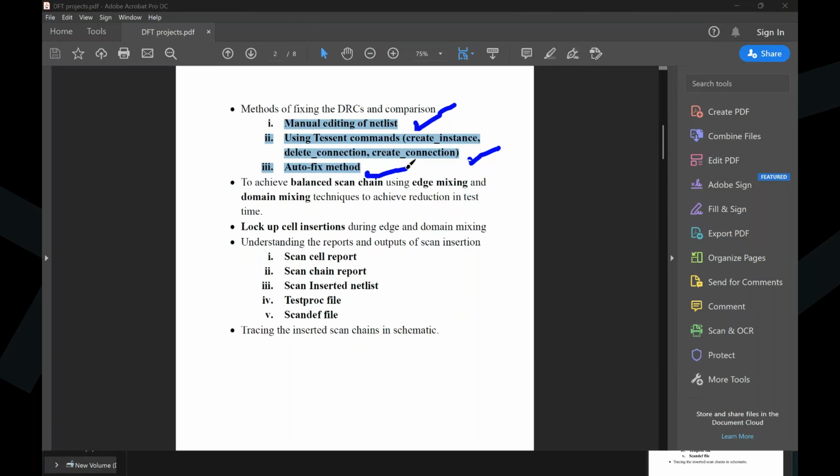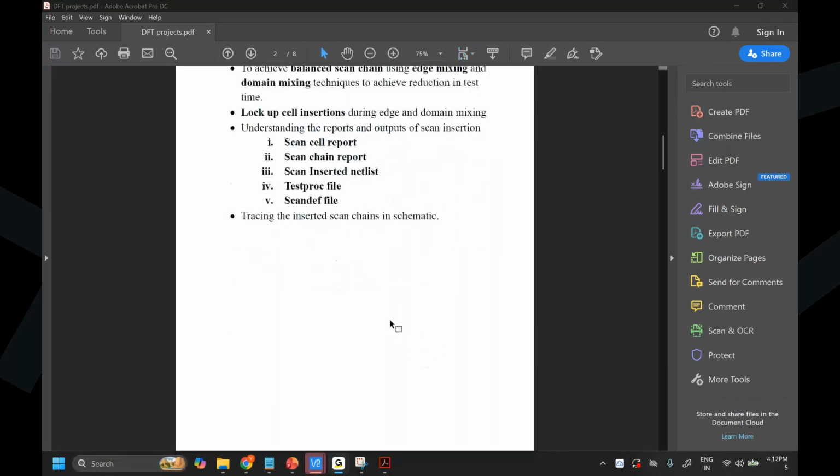We'll also discuss how to achieve scan chain balancing using edge mixing and domain mixing. How to insert lockup cells, we'll understand what lockups are and how to insert them. And the various reports and outputs of scan insertion, what the tool has dumped out, we'll try to understand. Whatever scan chains we have inserted, we can trace in the schematic. So all these things we can do with the level 1 projects.